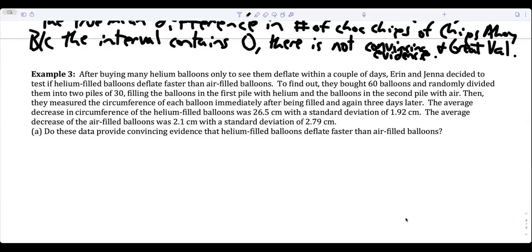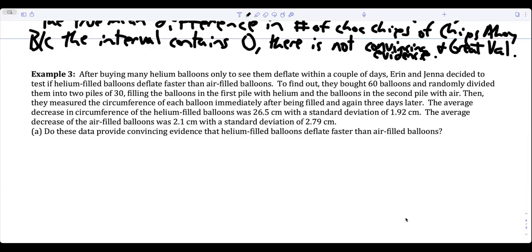Then they measured the circumference of each balloon immediately after being filled, and then again 3 days later. The average decrease in circumference of the helium-filled balloons was 26.5 centimeters with a standard deviation of 1.92 centimeters, and the average decrease of the air-filled balloons was 2.1 centimeters with a standard deviation of 2.79 centimeters. Do these data provide convincing evidence that helium-filled balloons deflate faster than air-filled balloons?